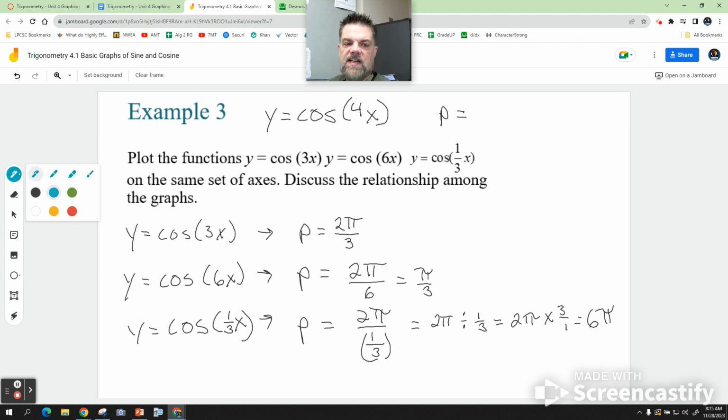So let's figure this out. I have this number here, I have this number here, I have this number here. How would I figure out what the period is mathematically? Could I say 2 pi divided by 4? Then that reduces down to pi over 2, right? Because 2/4 is the same as 1/2. Does that make sense? Let's see.